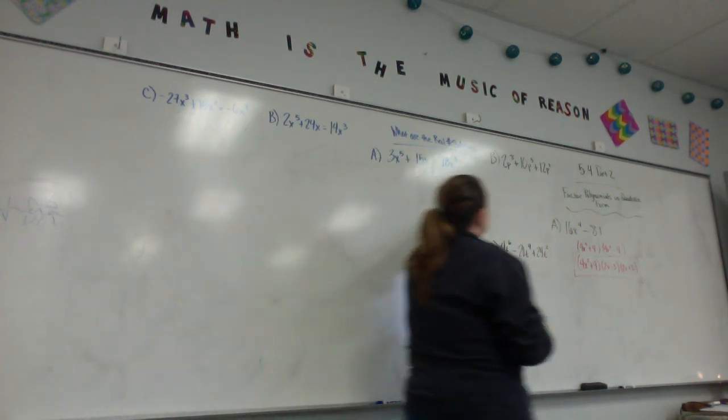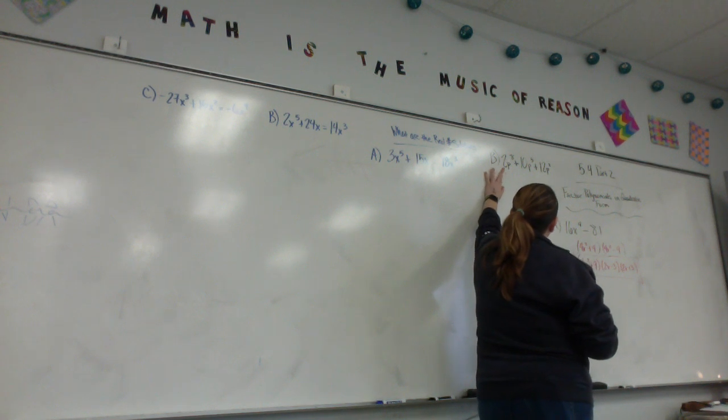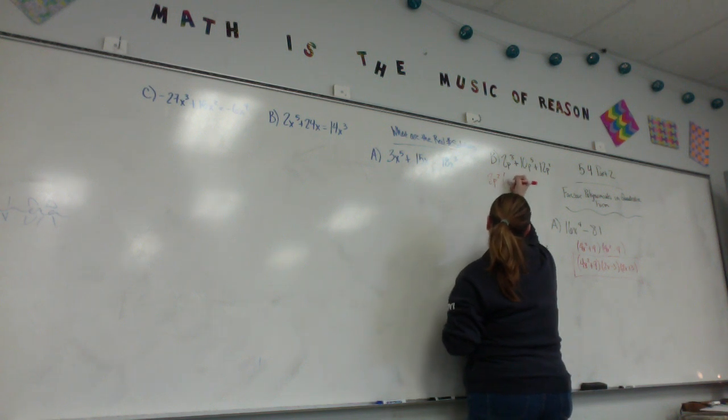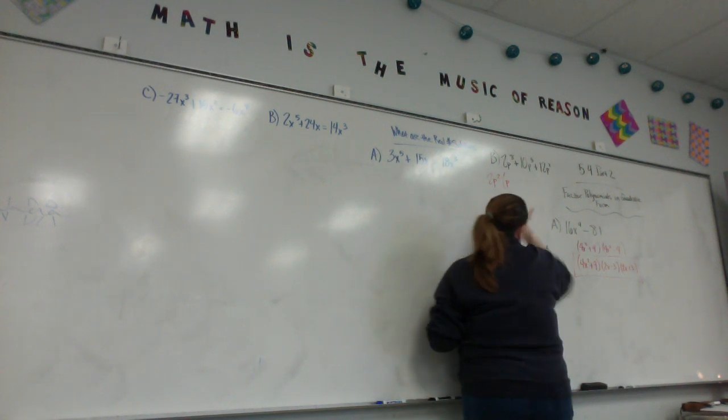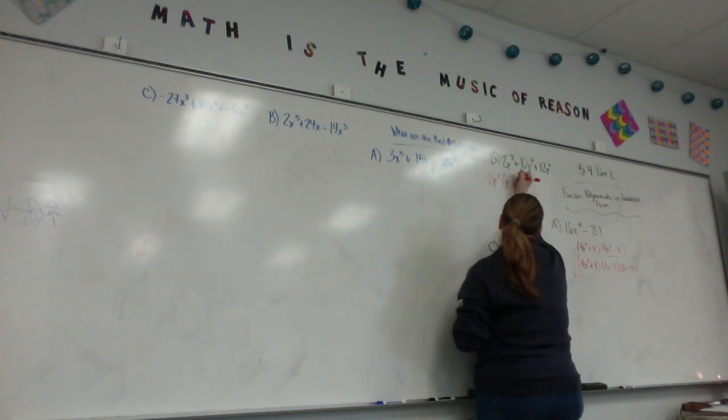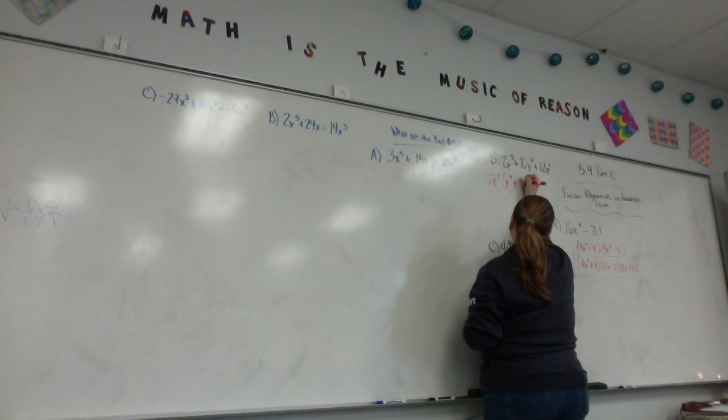How do I factor this? What do you want to start with by doing? Taking out a 2p squared. Taking out a 2p squared, I like that. So take out a 2p squared and I'm left with p to the what? P to the 6. Okay. P to the 6 plus 5p to the what? To the third.